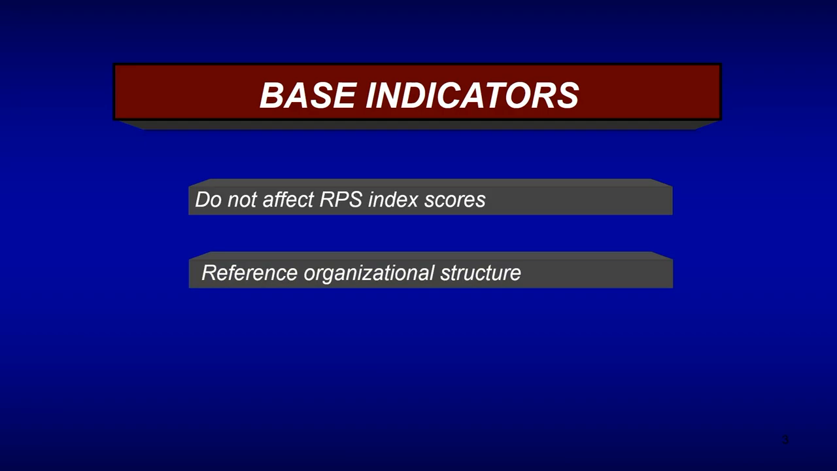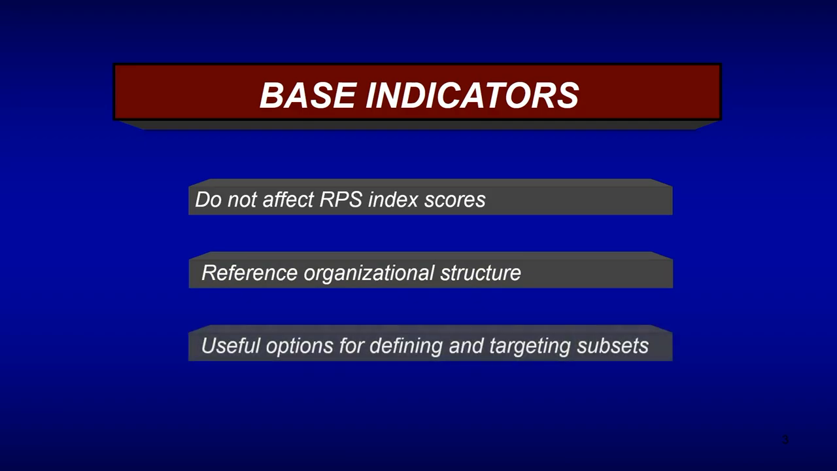But these base indicators still play two crucial roles in the RPS tool. Some base indicators provide the organizational structure for all the tool's watershed information. Many other base metrics provide the option to focus in on smaller HUC subsets of higher interest, such as HUC 12s in a specific county or ecoregion.